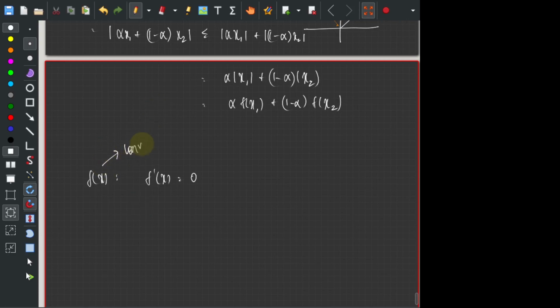I can have multiple points, but okay, let's assume that there's only one point for which the first derivative is equal to 0, like the value of x, and this x is the minimum. Okay, and why is that? Suppose that both the first and the second derivatives of this function exist. F is convex, and I am telling you that there's only one point for which the first derivative is equal to 0.